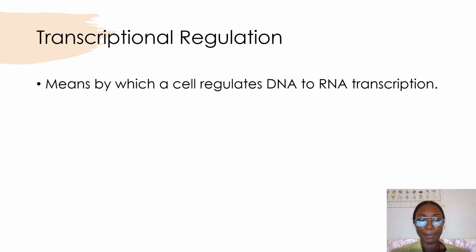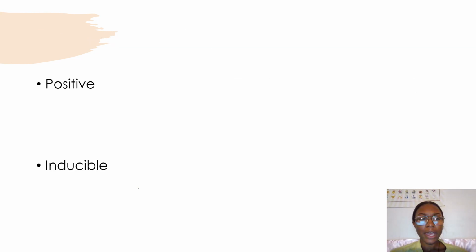Transcriptional regulation is the means by which a cell regulates DNA to RNA transcription. You could think of it as monitoring gene expression activity. Though there are multiple modes of regulation on this pathway, we're going to focus on positive inducible transcriptional regulation. If I asked you to figure out if a gene is off or on based on the word positive, chances are you'd say it's on. Likewise, if we think of a gene being induced, we'd say that it's on.